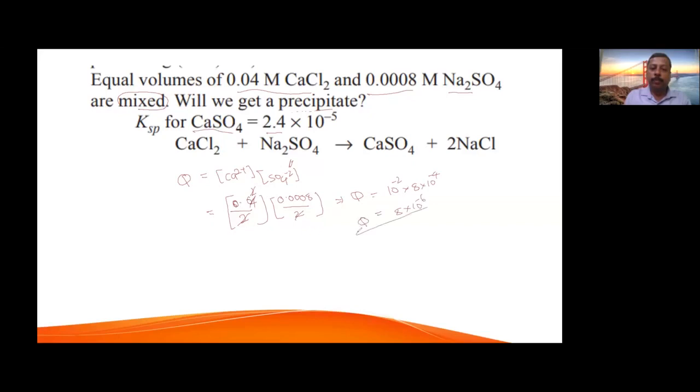Here Q is less than KSP. Here it is 10 to the power of minus 5 and here it is 10 to the power of minus 6. So this can be written as 24 into 10 to the power of minus 6. So this is more. KSP is greater than Q. Therefore, no precipitate will be forming. Note down this question.